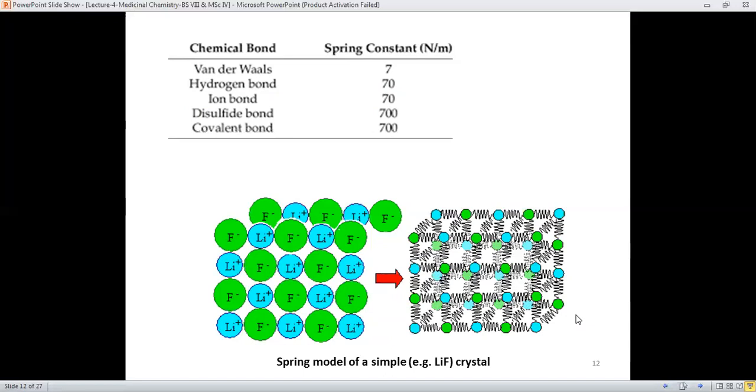And the second one is the spring model of a simple lithium fluoride crystal. The atoms are bonded in the crystal in an alternating fashion, as the green and orange colors are showing, and they are all connected through springs. Spring means through the bond.